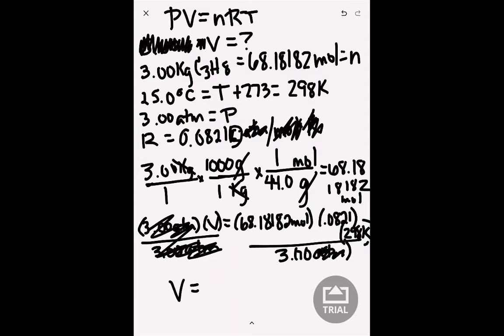Okay, so now we're just going to substitute this into our calculator. So we've got 68.18182 times 0.0821 times 298 equals, and then divided by 3.00, and that is an O there, guys, by the way. I know it's hard to tell. And that gives us 556.040909, and again, that is liters. Now let's look at our significant digits. It looks like all of these have 3 significant digits. So to 3 significant digits, that's going to be 556 liters.